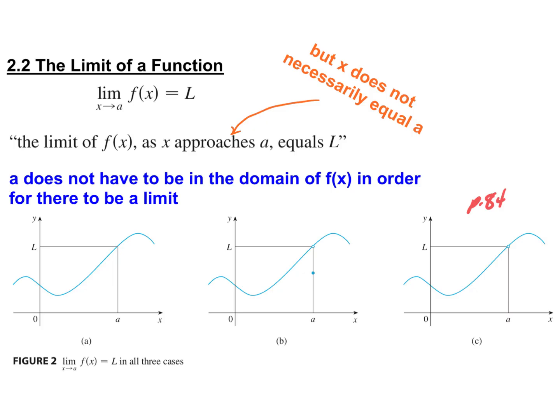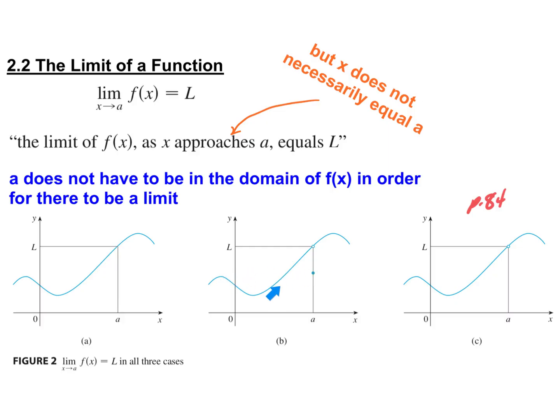Okay? And over here we have 3 examples. Here's x. This is where x equals a. And at a, the function is approaching L. From the left, it approaches L. From the right, it approaches L. And f of a is L. Now, over here, f of a is not L. f of a is some other value. Don't know what it is, but it's not L.